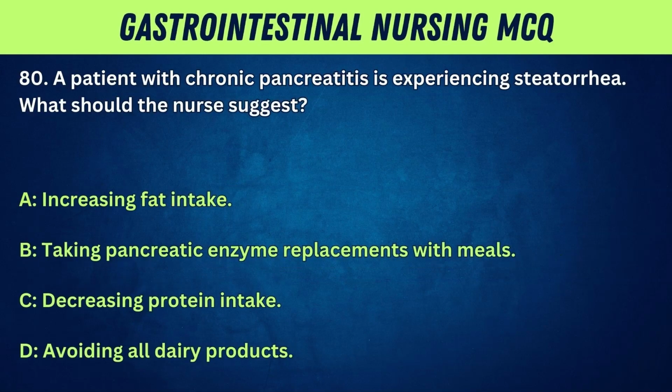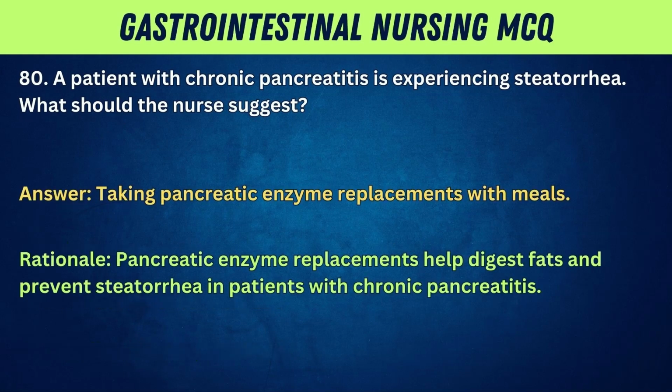80. A patient with chronic pancreatitis is experiencing steatorrhea. What should the nurse suggest? A. Increasing fat intake. B. Taking pancreatic enzyme replacements with meals. C. Decreasing protein intake. D. Avoiding all dairy products. Answer: Taking pancreatic enzyme replacements with meals. Rationale: Pancreatic enzyme replacements help digest fats and prevent steatorrhea in patients with chronic pancreatitis.